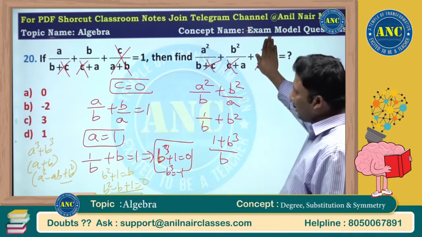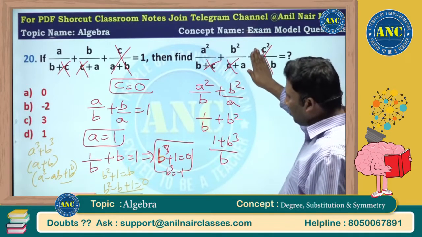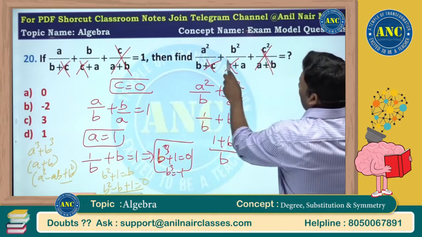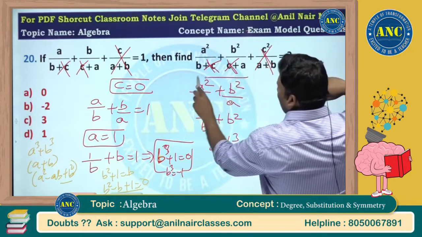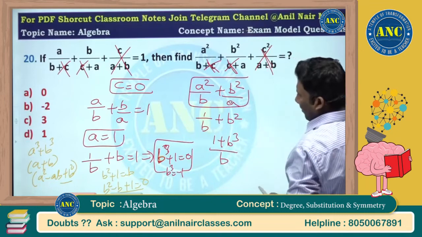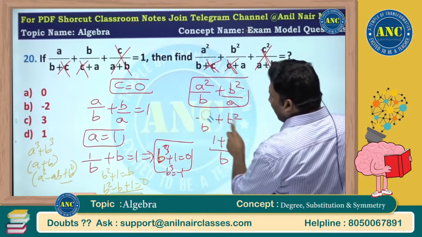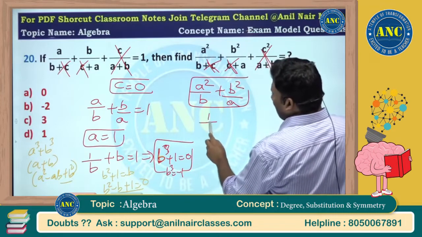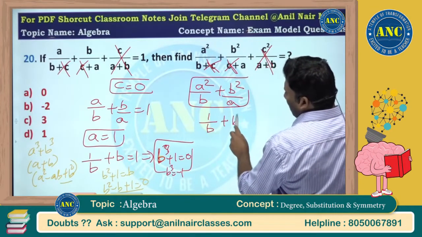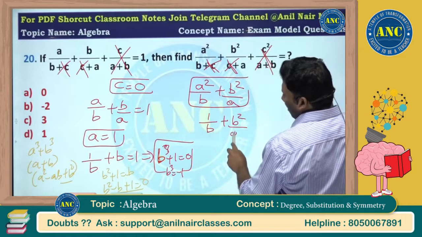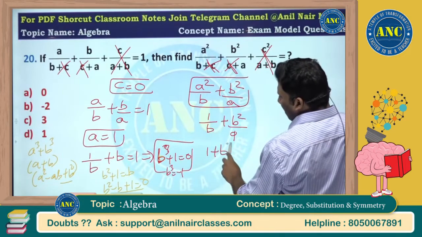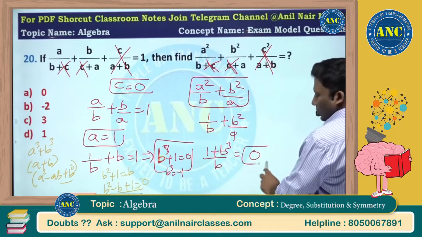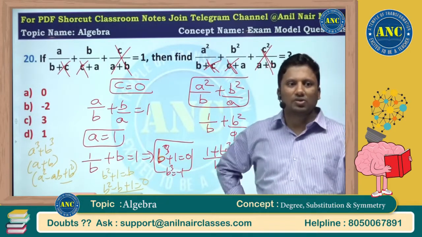Again what I did, make c 0. What is the next step I did? So these are out. A square by b plus b square by a. Then I gave a value 1. If I give a value 1, what will be the answer? 1 by b plus b square by a, so 1 plus b cube by b. b cube, what is the value? Minus 1. 1 minus 1, it is 0.